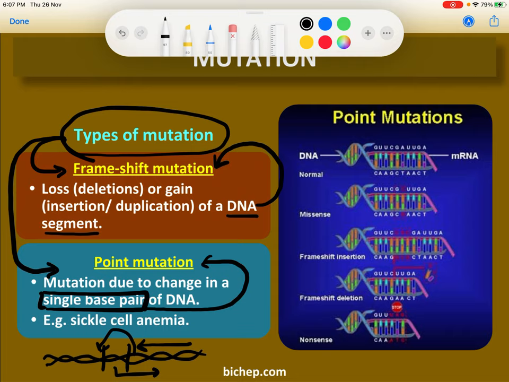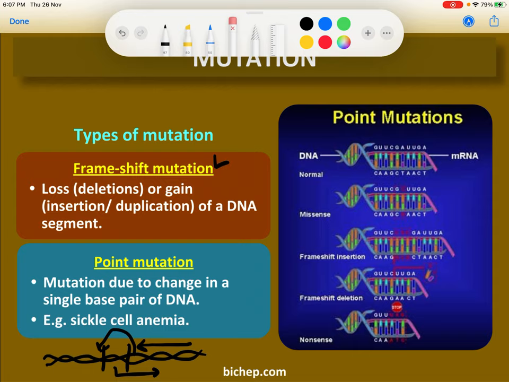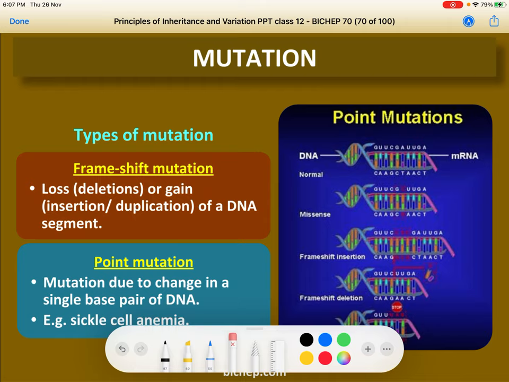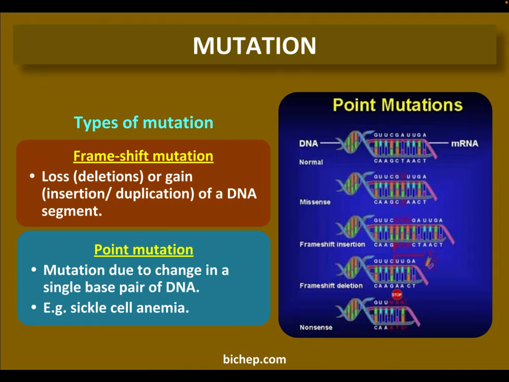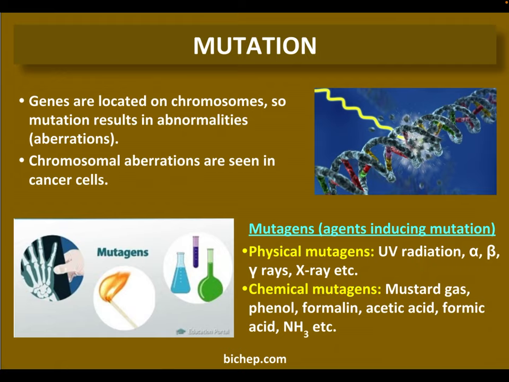An example of point mutation is sickle cell anemia, which is given later on in this chapter, so you are supposed to keep in mind that the point mutation example is sickle cell anemia, and that will be described later on in this chapter. There are so many examples of frameshift mutation, but particularly sickle cell anemia is given because it is explained later in detail. So please take a screenshot of this slide.